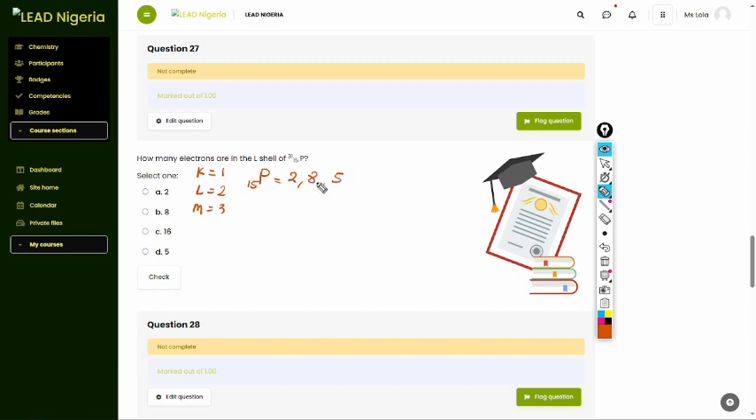So 2 plus 8 is 10, plus 5 is 15. We can also use the SPD configuration: 1s2, 2s2, 2p6, 3s2, then 3p3. So 2 plus 2, 4, plus 6, 10, plus 2, 12, plus 3, 15. So in the third shell here, the total number of electrons is 2 plus 3, and that is 5.